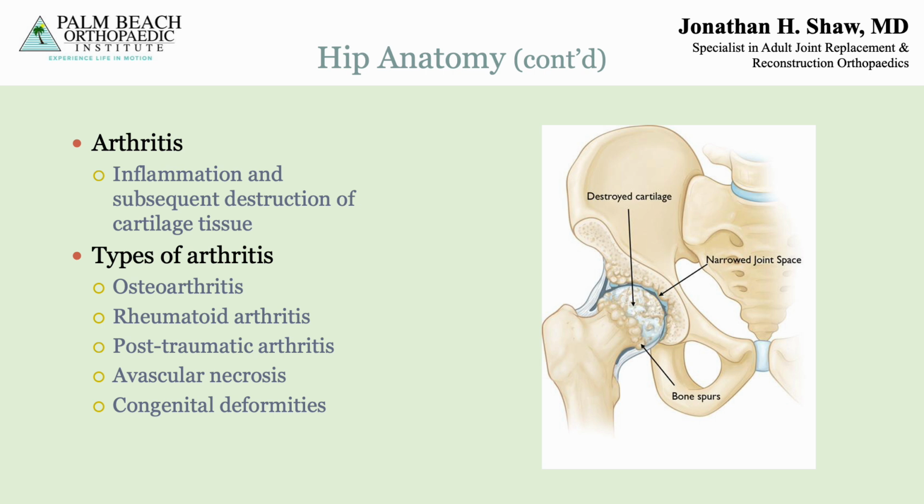There are different types of arthritis, including primary osteoarthritis, again, normal wear and tear of the joint as well as a genetic factor, rheumatoid arthritis, post-traumatic arthritis, but also two very specific types of arthritis: avascular necrosis, when the blood supply of the hip has been cut off due to injury or disease, or congenital deformities like hip dysplasia, which then can give patients arthritis early on in life.